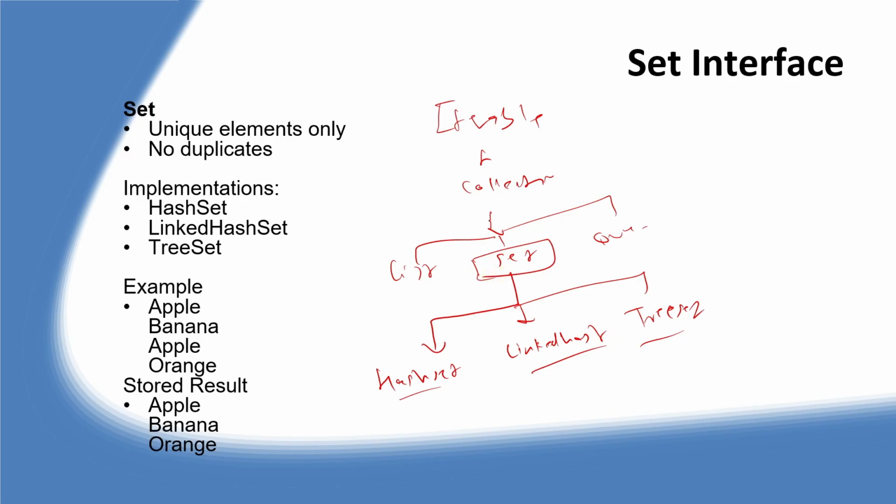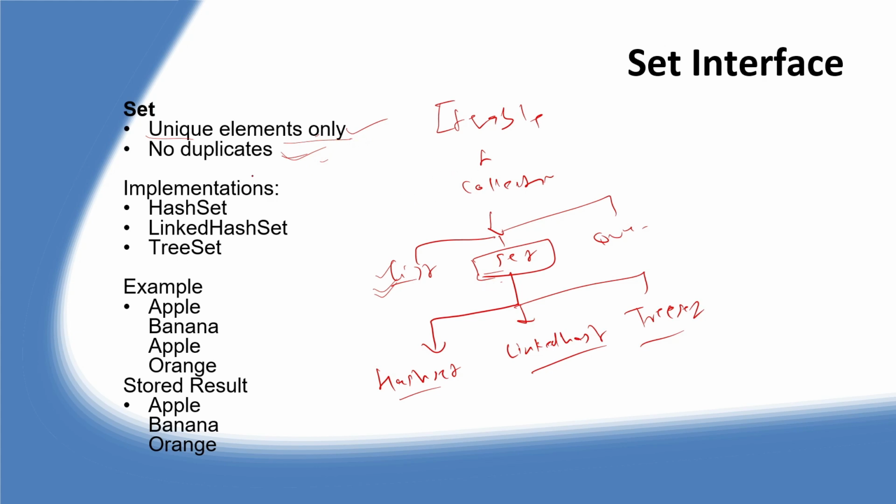Okay, so what are the properties of Set? We have seen: unique elements only. Duplicate values are not allowed in the Set collection. In most of the interviews, they will ask the difference between List and Set. So these properties we need to say. In List, it remembers the order of insertion, it allows null, it allows duplicates. In Set, unique elements, no duplicates are allowed, it allows null values. Like that we need to understand.